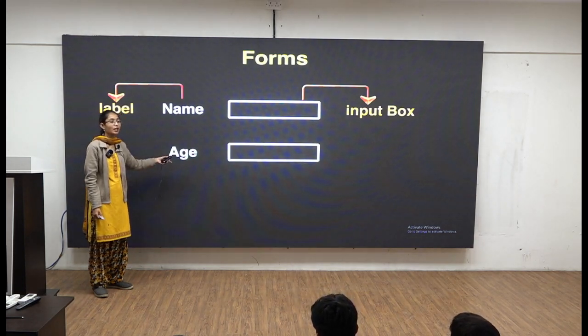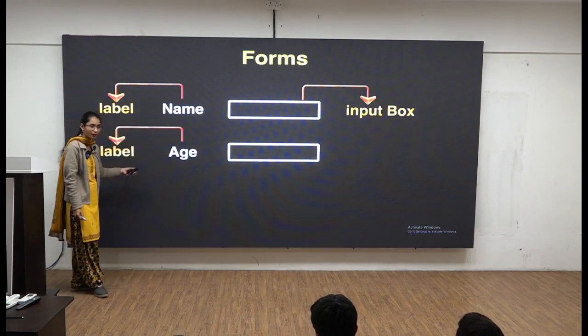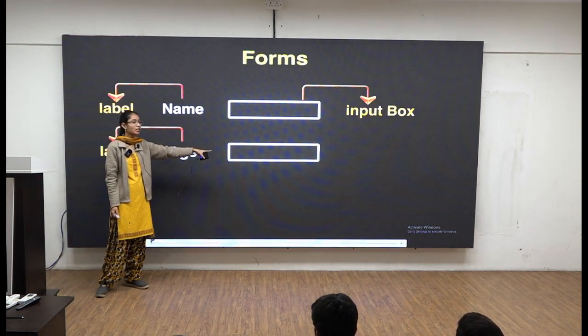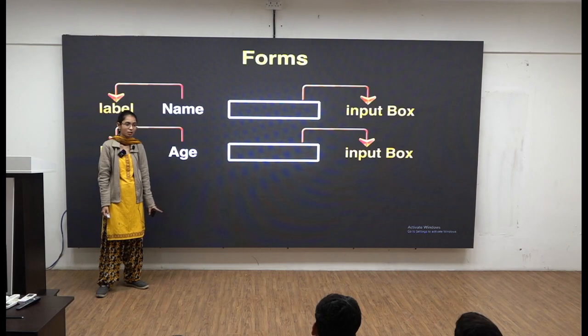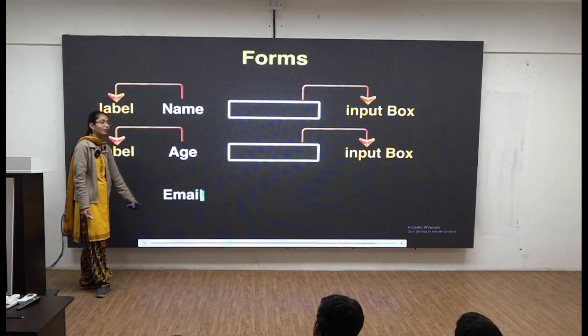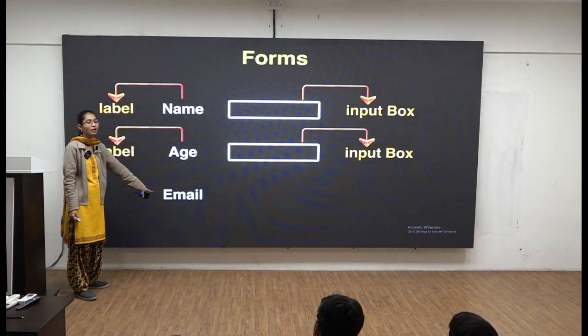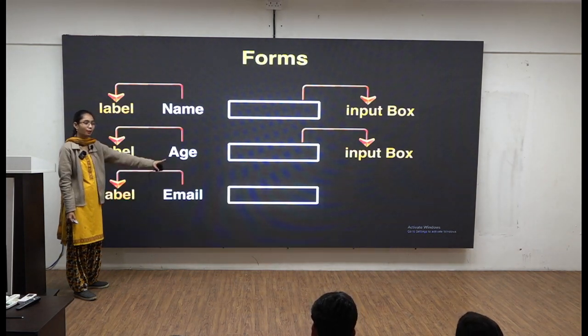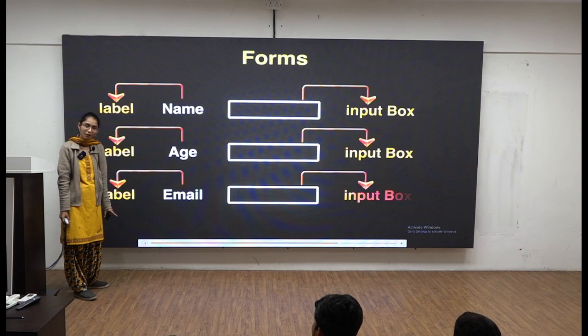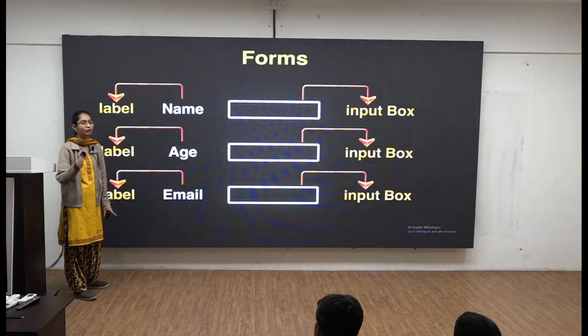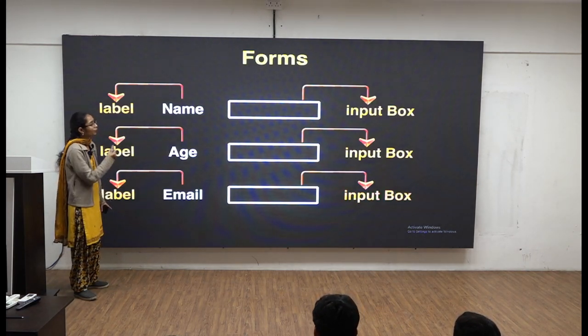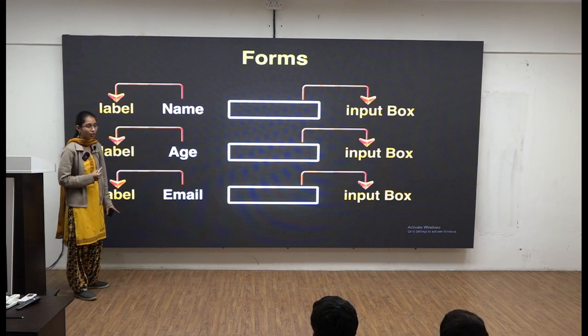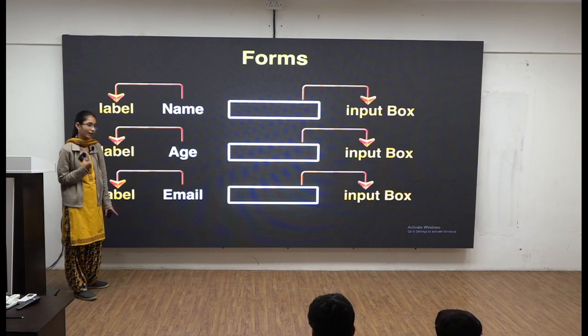Similarly, for age that I have here, age will be called a label, and that box will be called an input box. Suppose I have any other field, this will be called a label and that will be called an input box. Whenever we have to give a label, we have to use a label tag. Whenever we want that input box to come, we have to use an input tag.